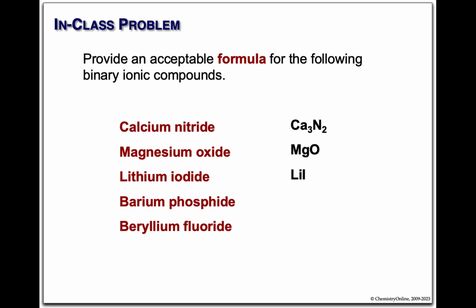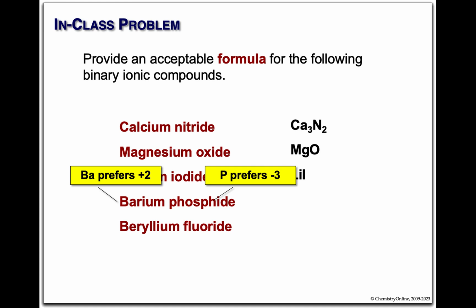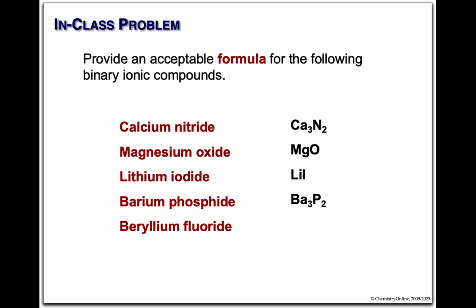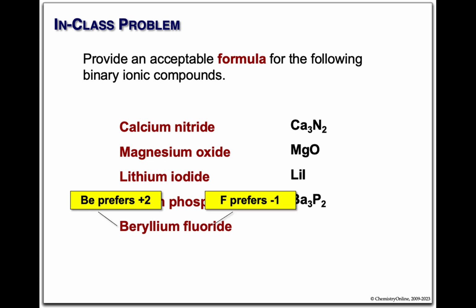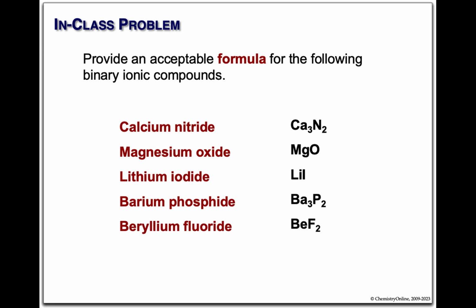Barium phosphide. Barium is here at group 2. It's a +2. Phosphorus over here in group 5. It's a -3. Once again, crisscross. 3 bariums, 2 phosphorus. Beryllium fluoride. Beryllium is there in group 2, so it's a +2. Fluorine is group 7, it's a -1. Need 2 to 1. Any questions?